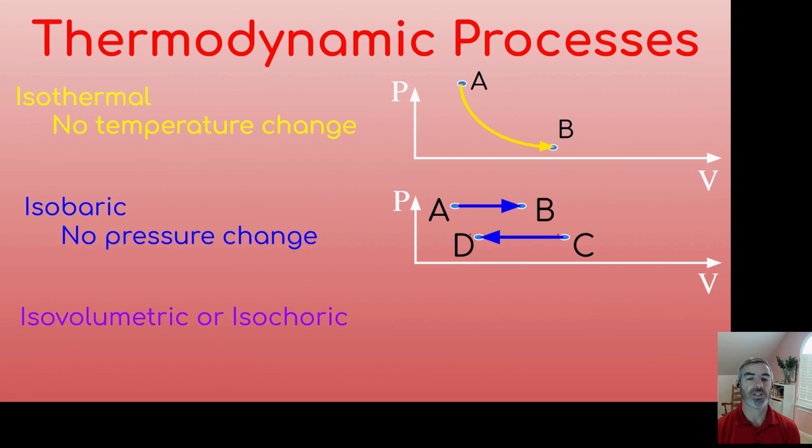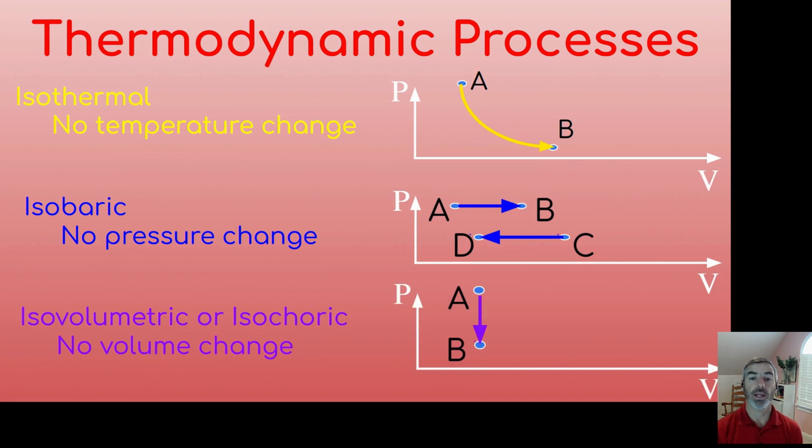Isovolumetric or isochoric means no change in volume. And on a PV diagram, that's going to be a vertical line. Again, make sure you draw your arrows to show the direction, either from A to B and then from C to D. So isochoric means that there's no change in volume.